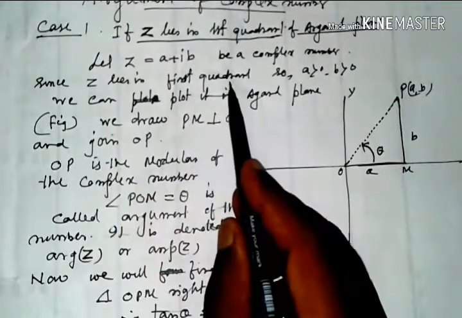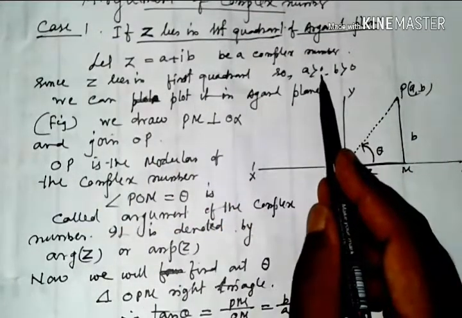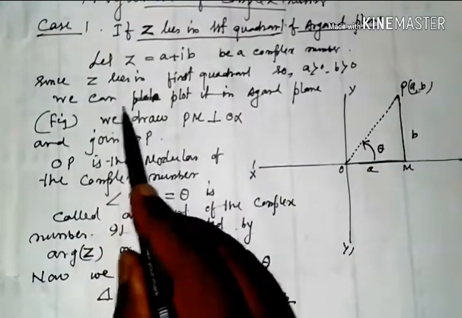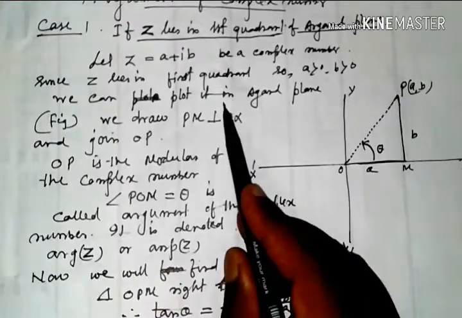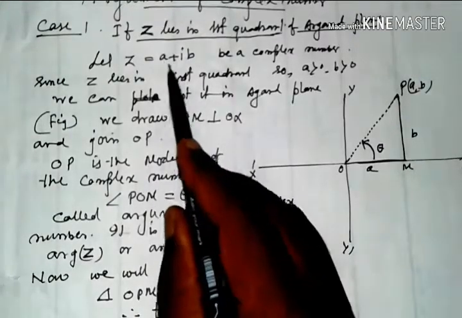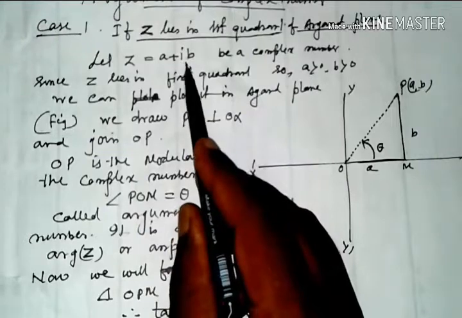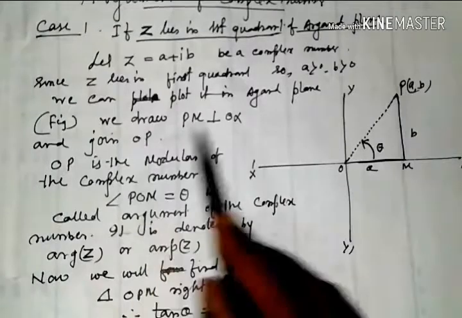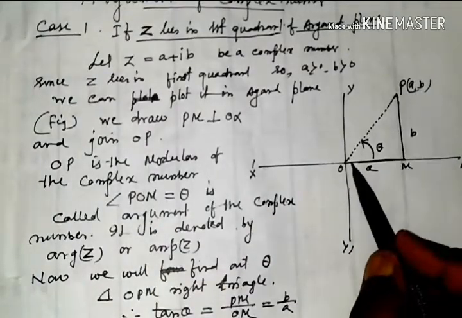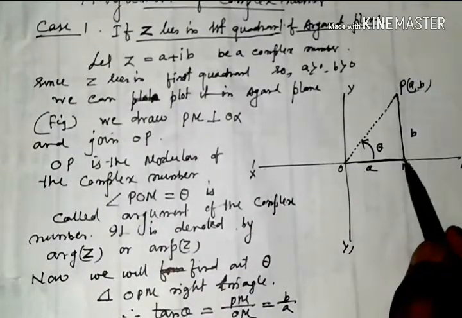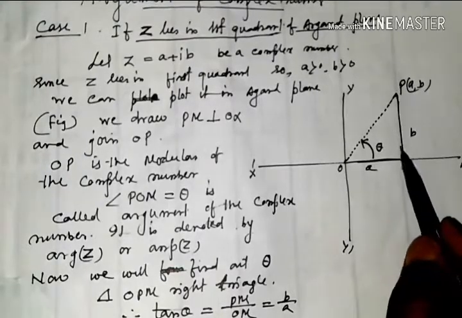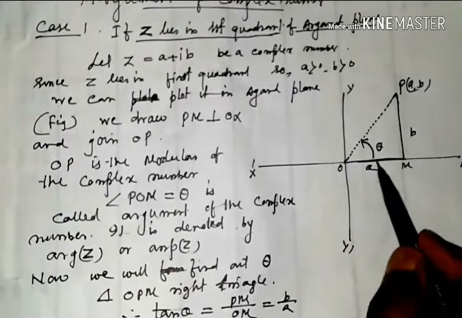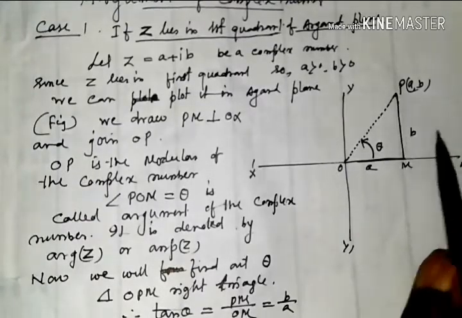Since z lies in the first quadrant, a must be greater than 0 and b greater than 0. We can now plot this point. If we take a point here, as the conjugate pair is (a, b), we can plot it in the argument plane as in the figure. This is A, and this is B. And PM is perpendicular to X.